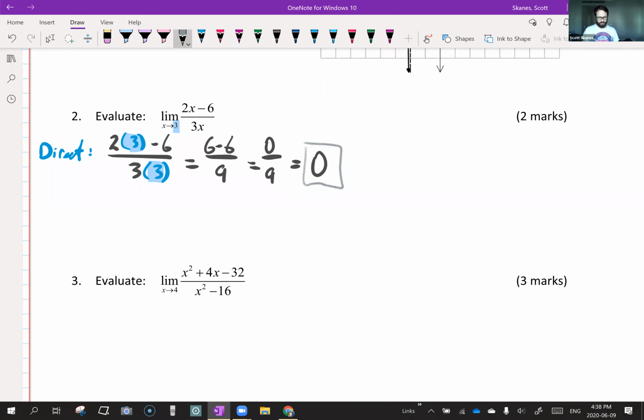So is this okay? Yes, it's okay because it's a 0. The things that are not okay are if we get 0 over 0, infinity over infinity. Those are our two bad cases.